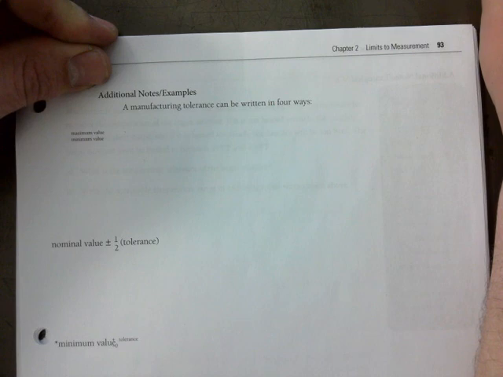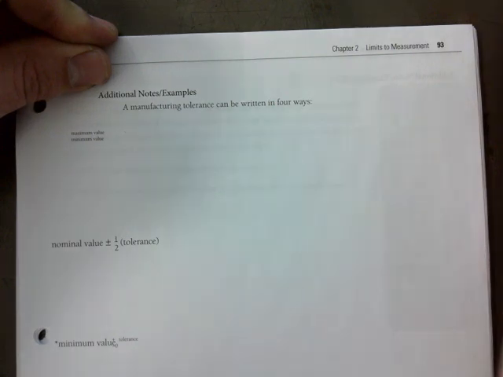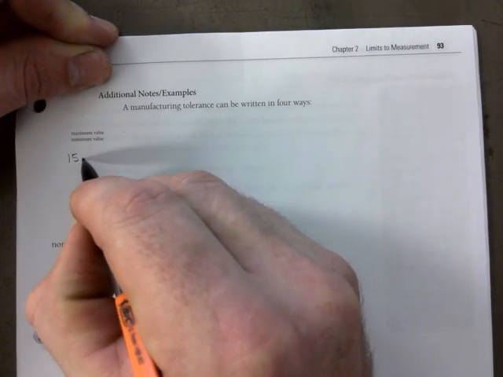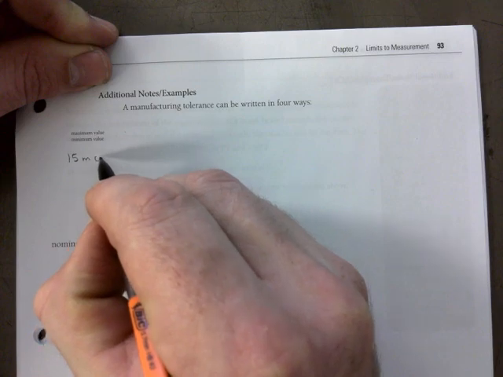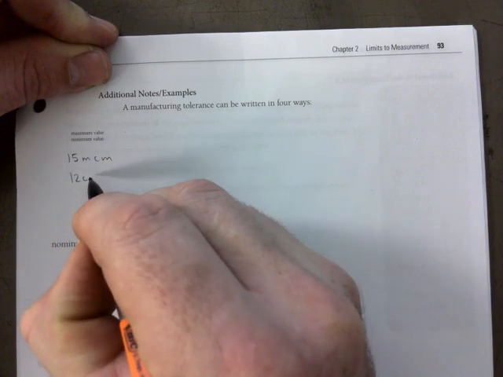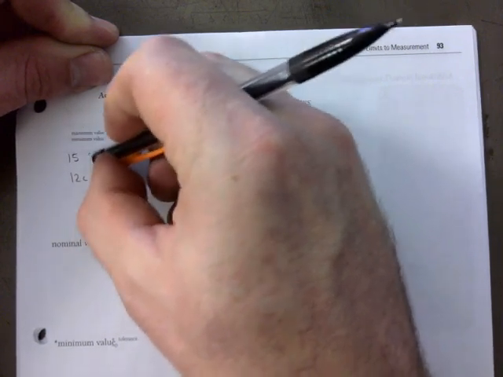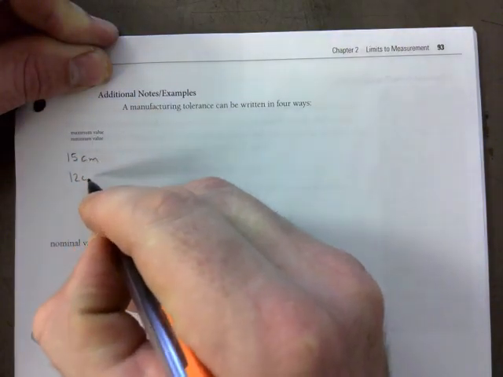I'm going to give you this example here. Let's say 15 centimeters, 12 centimeters. Sorry, why is there MCM? That's not even a unit. So 15 centimeters, 12 centimeters.